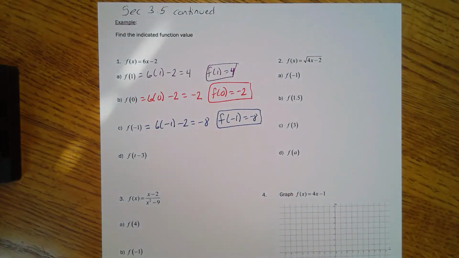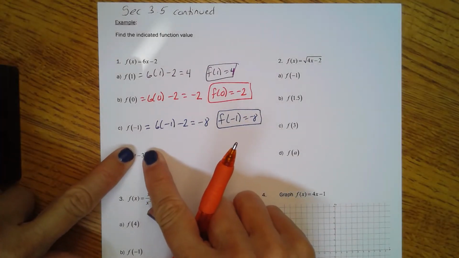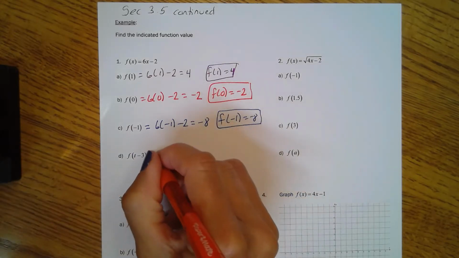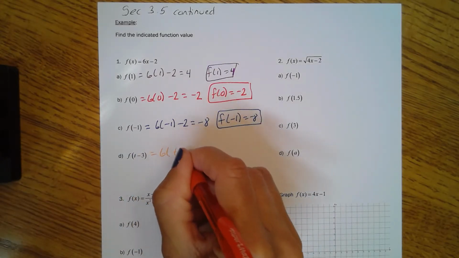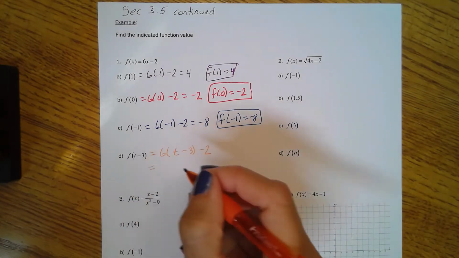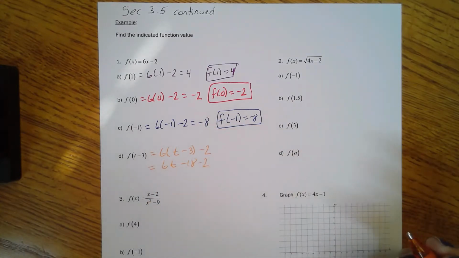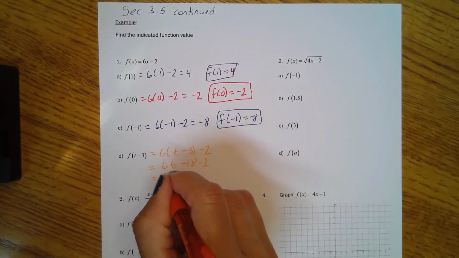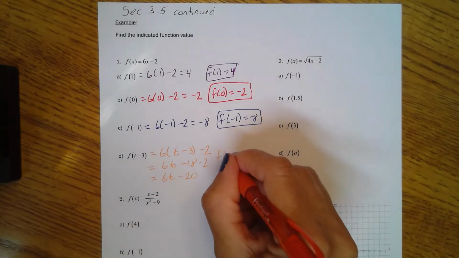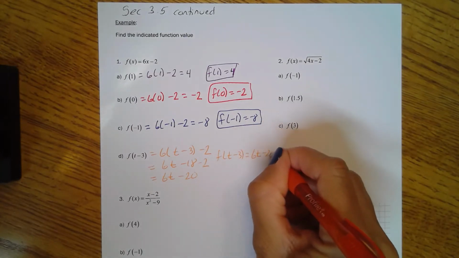Now what is f of t minus 3? What does that mean to do? Well, if x is what is inside parentheses, I have to replace x with t minus 3. So I'm going to get 6 parentheses t minus 3 minus 2. Well, we can do a little bit of simplifying. Distribute the 6, and we get 6t minus 18 minus 2, and that's going to be 6t minus 20. So that says f of t minus 3 is equal to 6t minus 20.